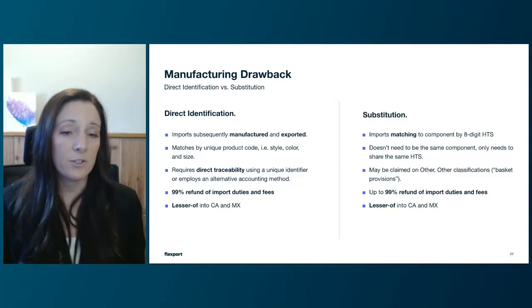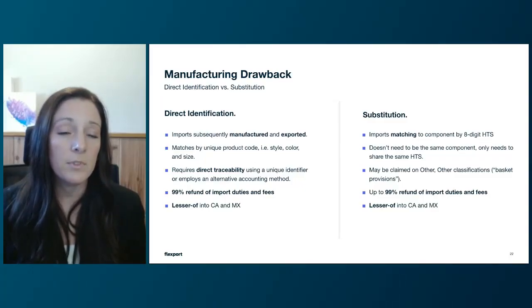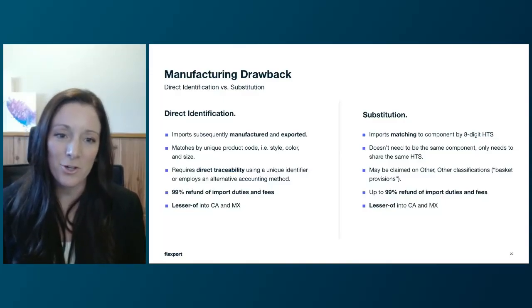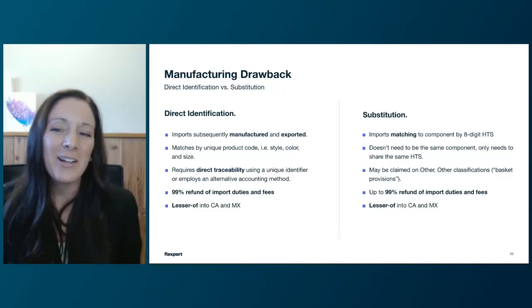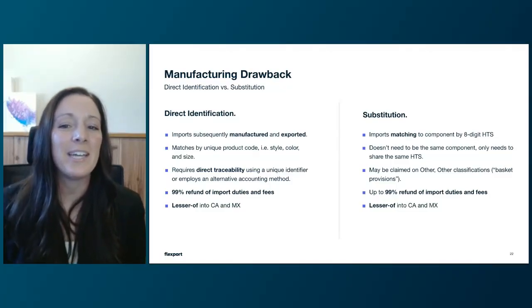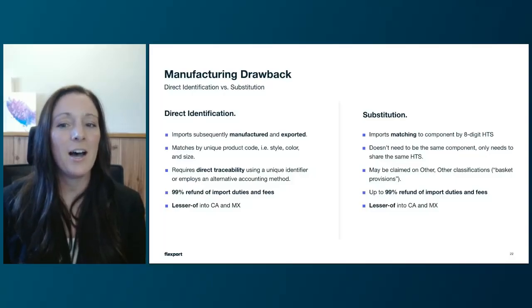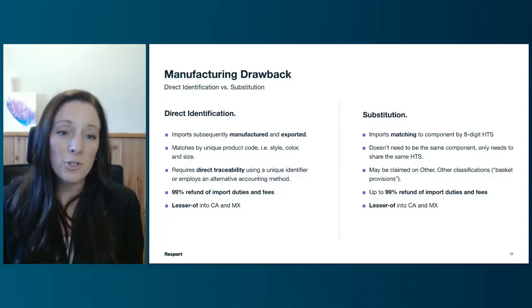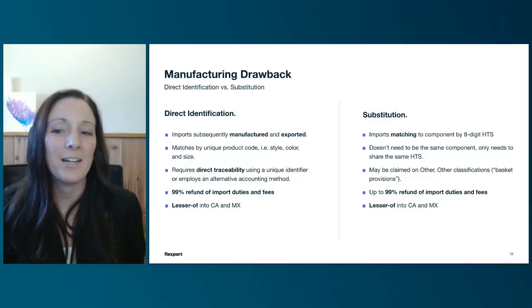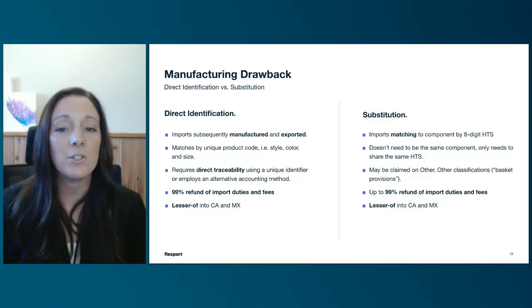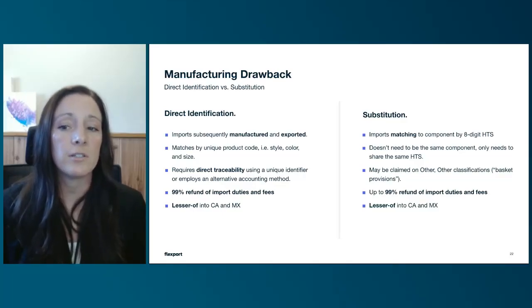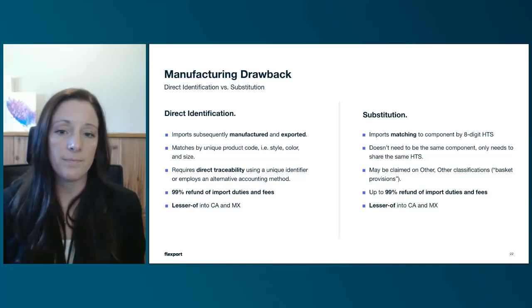Direct identification manufacturing, known as 1313A, allows imported components used in manufacture or production of exported or destroyed articles to be claimed for drawback. Substitution manufacturing, known as 1313B, allows claimants to match the 8-digit HTS of each component used to produce the exported article with an import that shares the same 8-digit HTS classification.